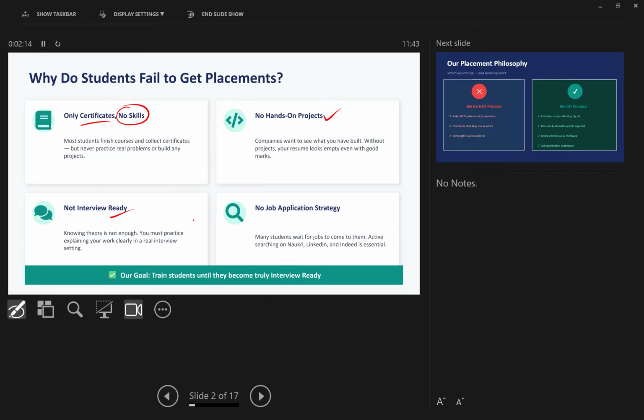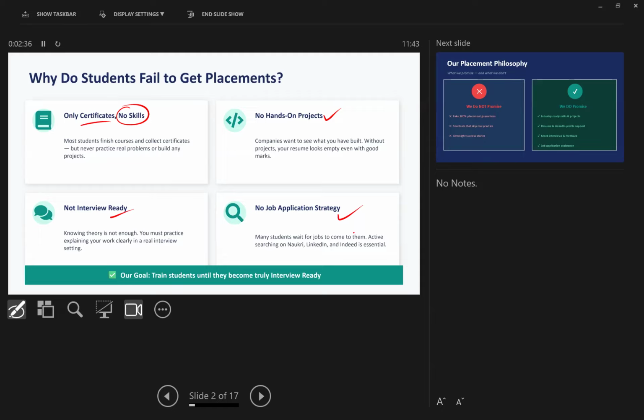Okay, so not being interview ready is one of the problems, and having no job application strategy. They don't know how to apply for jobs or where to apply. These are some of the problems we identified that students are committing, and because of that, they're not getting placement. If you do not commit these mistakes, then you are in a good position. We tell you about these mistakes so that you will not commit them.